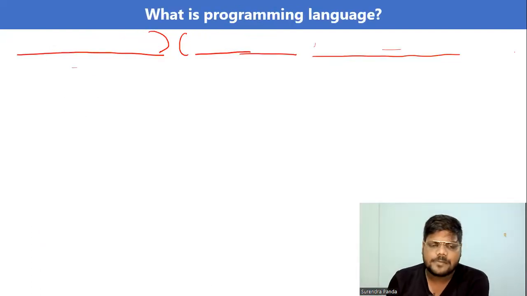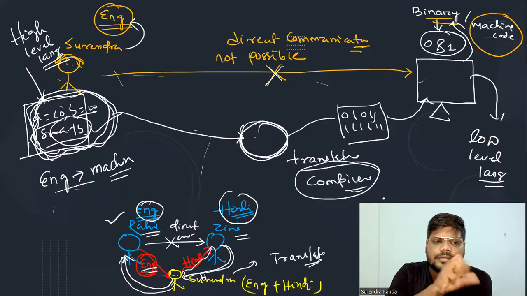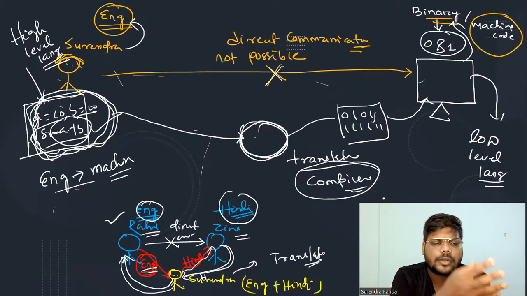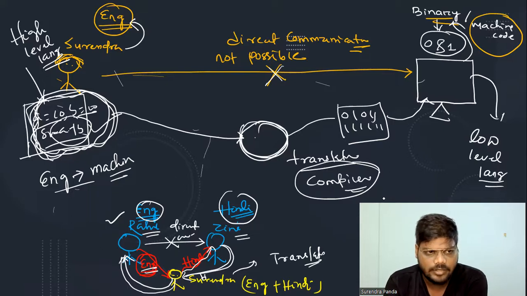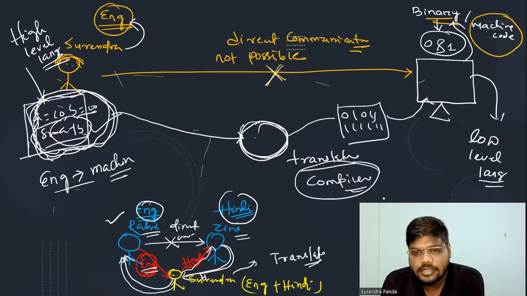Next, what is a programming language? It is a tool which is basically used to develop software. What is the requirement of a programming language? It is basically used to communicate with the computer or any other electronic device. Next, through a programming language, can we communicate directly? No, we require a translator. So in the programming language, all these things we write the code in, technically it is called high level language. If Surendra wants to communicate with a machine, not possible. So Surendra will write the code in a programming language and that code will be converted by a translator to machine code.